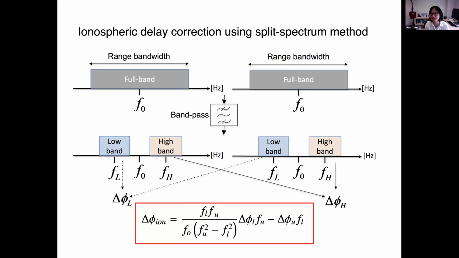One important idea, which was not first applied for InSAR but in GPS data, is this: for GPS, they have a dual frequency measurement. As the signals go through the ionosphere, the amount of delay is going to be different for these two frequencies.